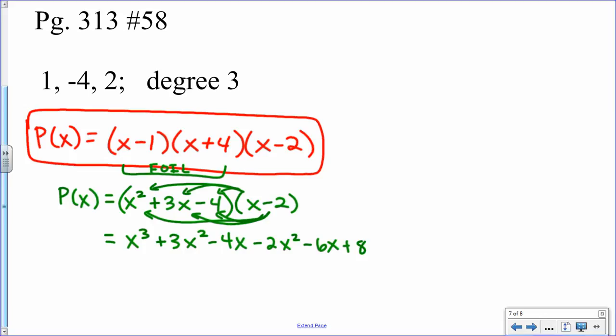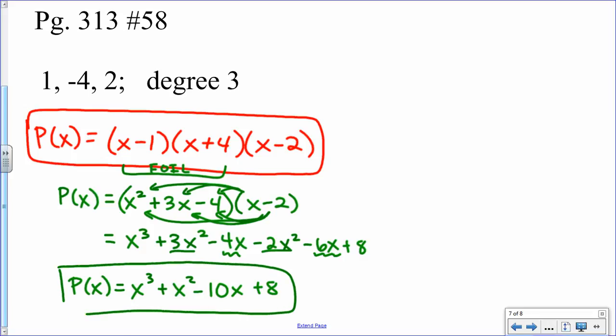Okay? So then combine your like terms, and we're done. So x cubed, 3x squared and negative 2x squared gives me 1x squared. Negative 4x and negative 6x gives me negative 10x, and then plus 8. So that is a polynomial of degree 3, because it's x cubed. And when we factored it, it factored to this here in red, which gives me these 3 zeros.